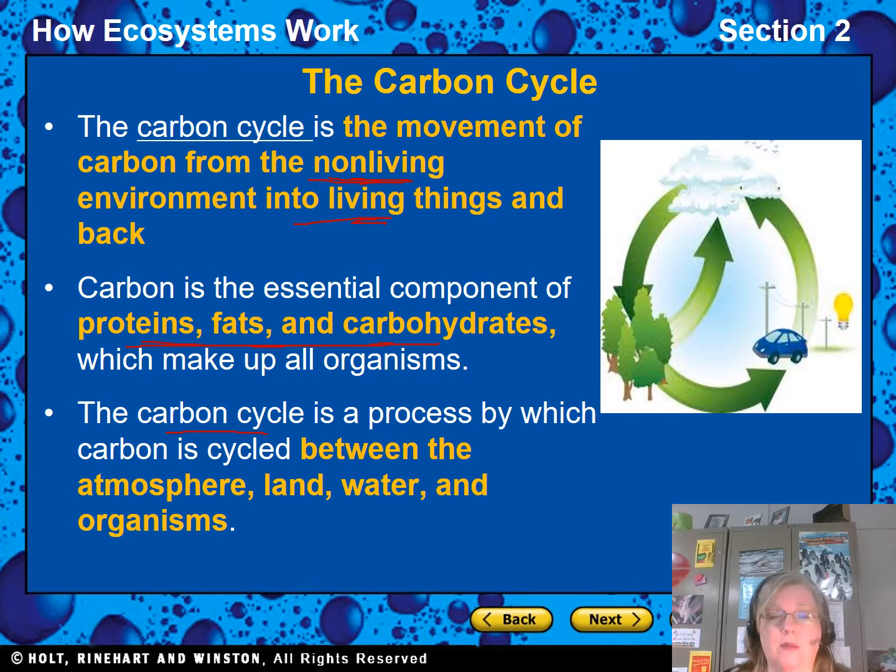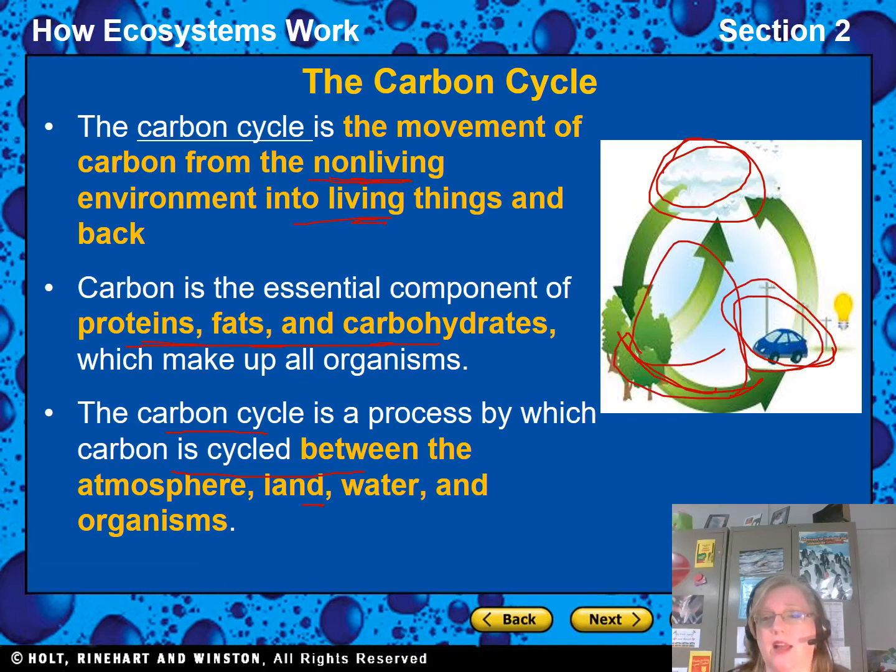The carbon cycle is a process by which carbon is cycled between the atmosphere, the land, the water, and the organisms. And look, not just living things. Everything needs carbon.